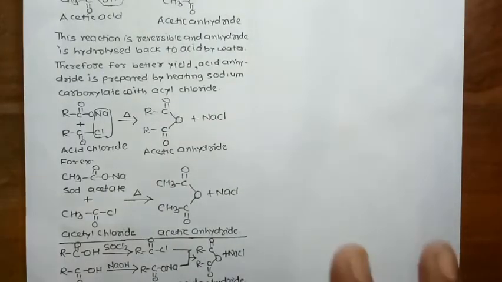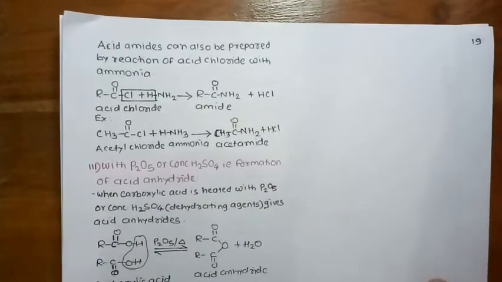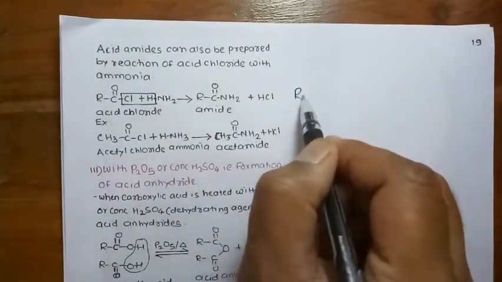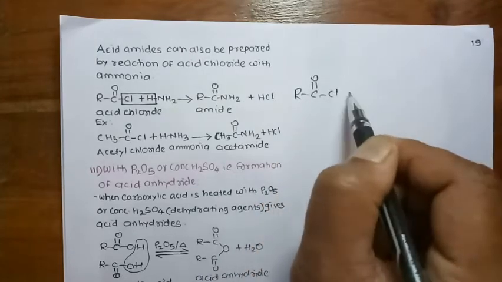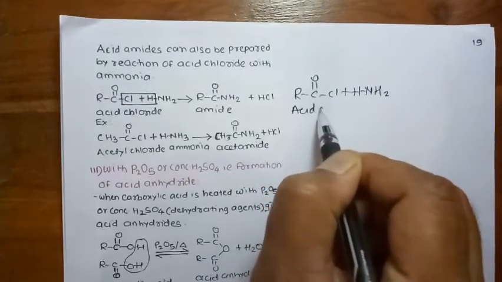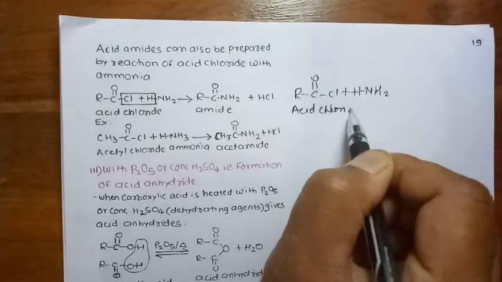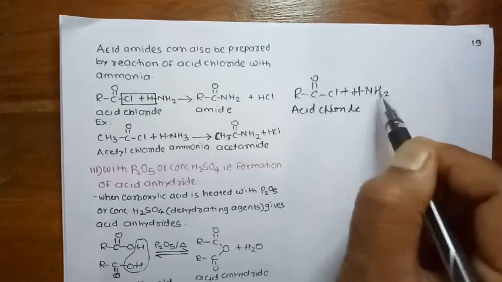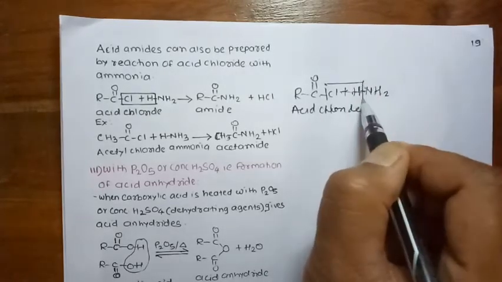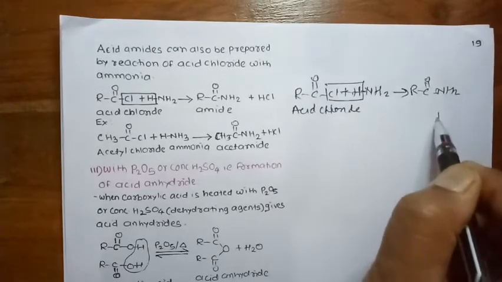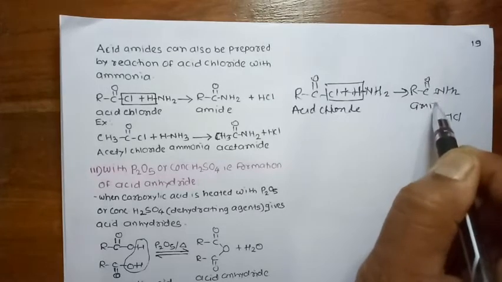Now there is one more method. Instead of carboxylic acids, we can use acid chlorides also. By doing the reaction of acid chlorides, RCOCl, with ammonia, NH3, this H and Cl combine, and there is a formation of RC double bond O NH2 plus HCl, which is the general formula of an amide.